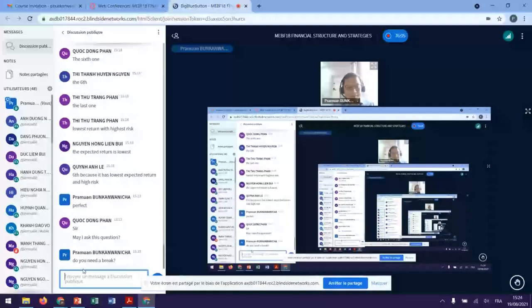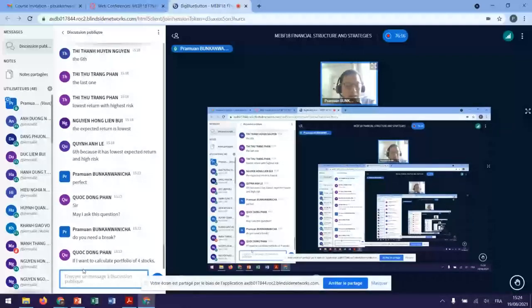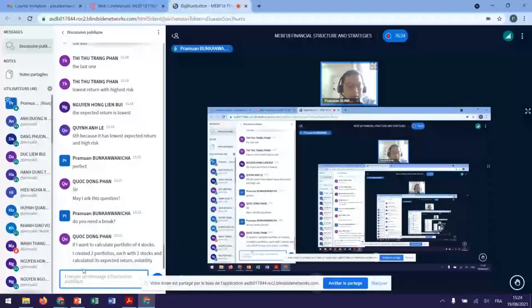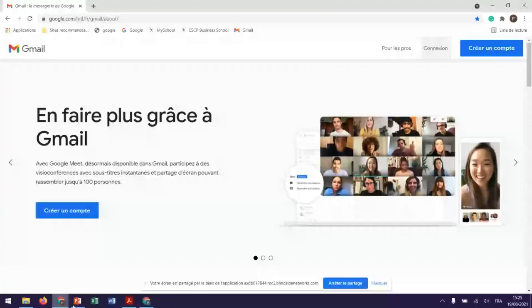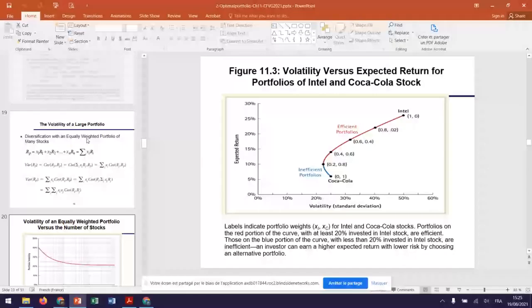May I ask a question? Yes, what is your question? Before we have a break, Guok Dong Fan, you can turn your microphone on and ask me if I want to calculate a portfolio of 4 stocks. Okay, I create 2 portfolios, each with 2 stocks, and calculate the expected return. Actually, it's exactly the same, just that when you do 4 stocks, you need a more complicated mathematical formula. You cannot use just this formula.